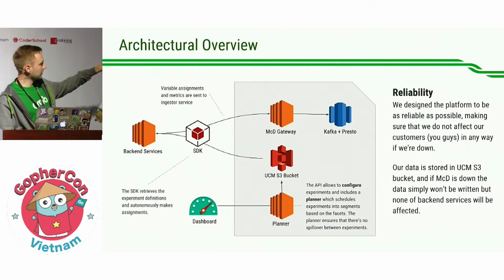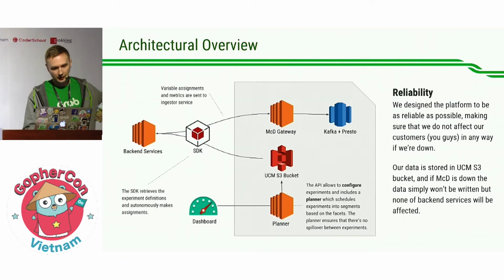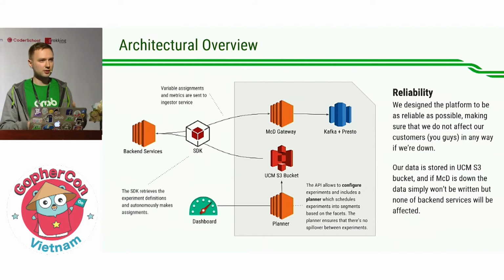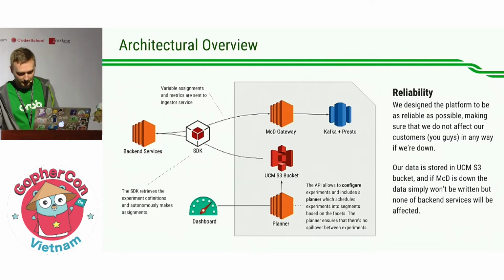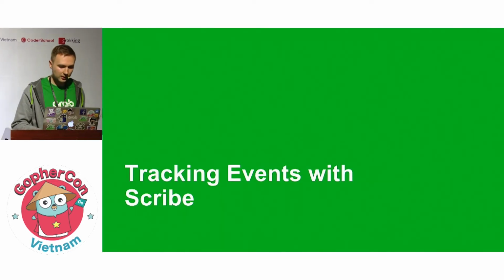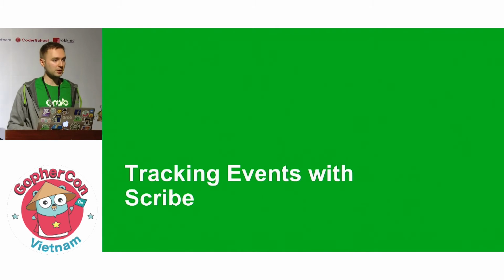Right, so data flows into the MCD gateway and then ends up in Kafka and ends up in Presto. Presto is a distributed SQL query engine by Facebook. Right, so that's all for experimentation. We actually have a few blog posts on that, so I encourage you to read our blog because it's too much to fit in one talk.